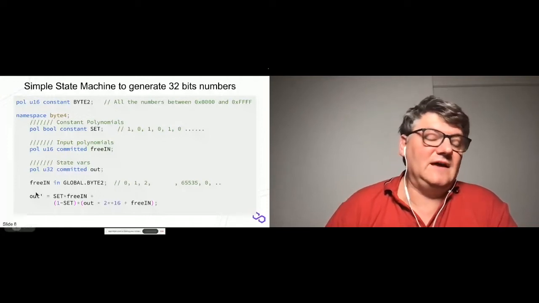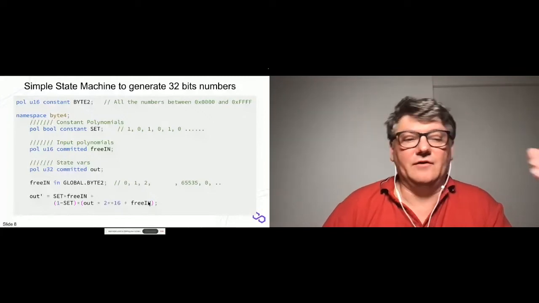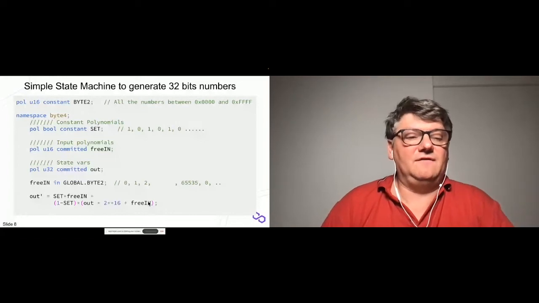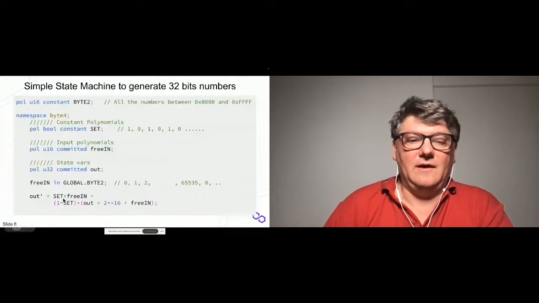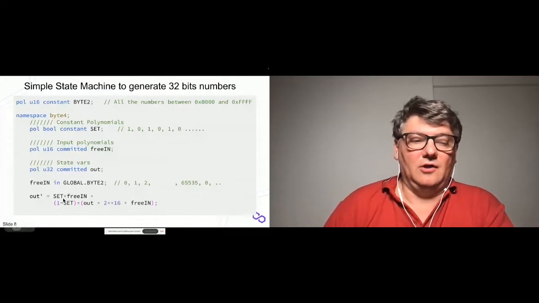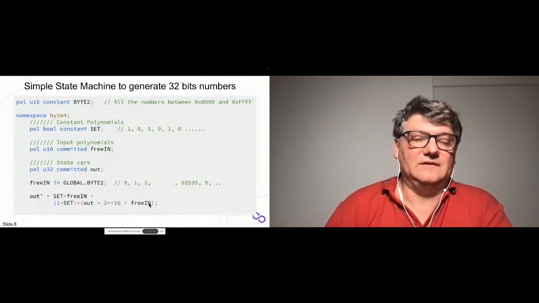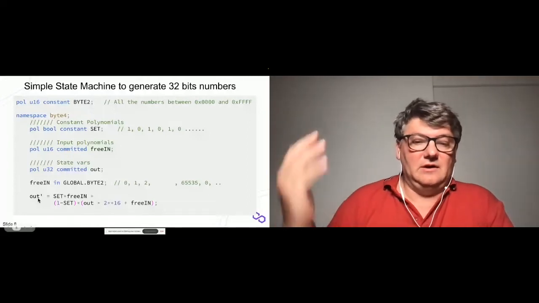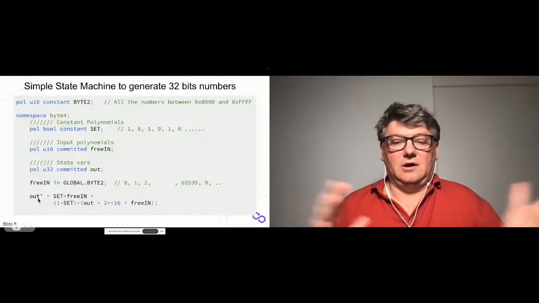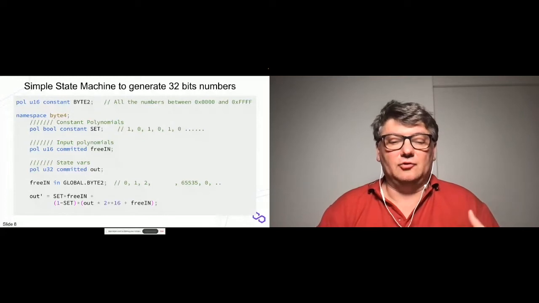So the idea: if set is 1, this means that the second term is 0, and then we just put free in in the out register. Okay. If set is 0, then this is 0, and then what we put here is, okay, this is going to be 1. So here what we put is the old value shifted 16 bits, and then we add the input, and the input is 16 bits. So the out is going to be always 32 bits. This is a very simple state machine in order to build just 32-bit numbers. With this, we have the guarantee that out will always be 32-bit numbers.